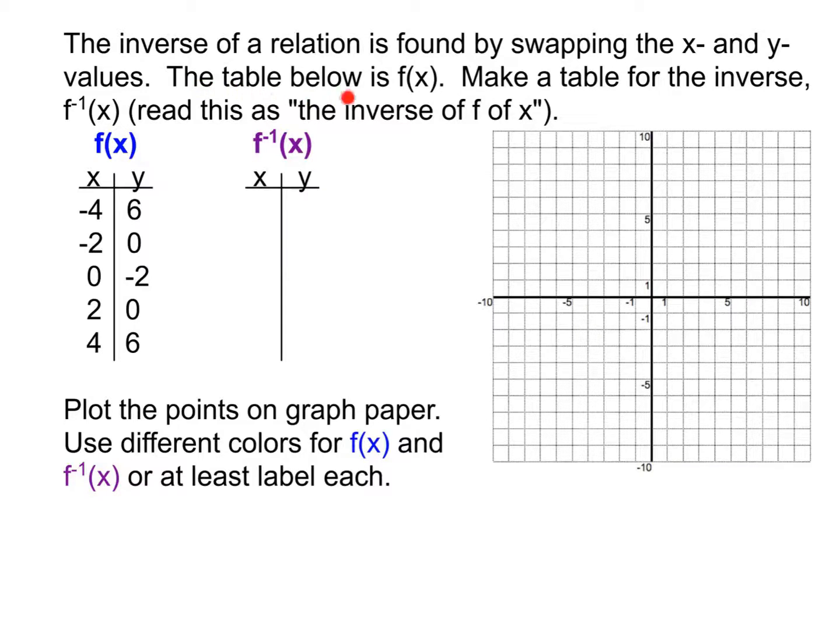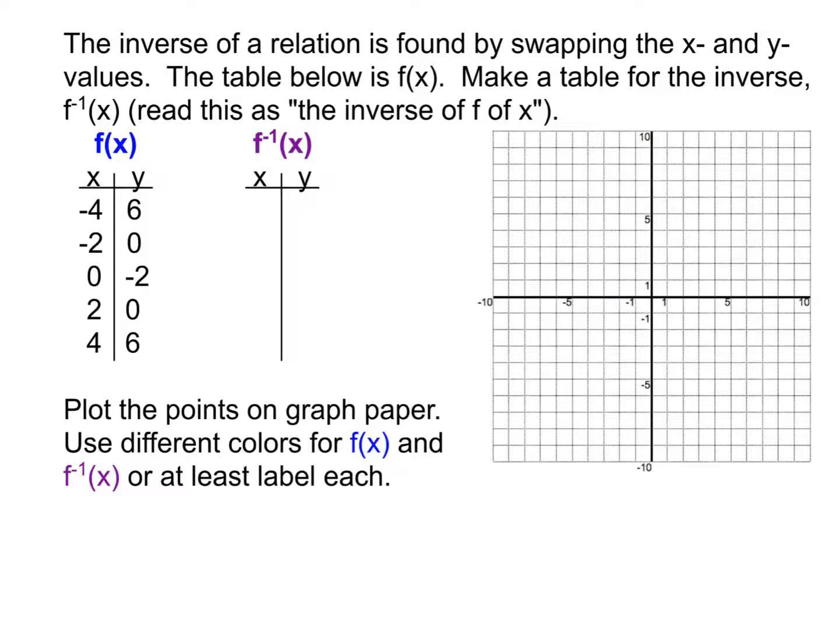We're going to be looking at this table of f of x that we have. So we start with this table over here. And what we're going to do is make a table for the inverse, which notice how it's written here. It looks like f to the power of negative 1 of x. And yes, that's how you would write it. It's like an exponent saying f to the power of negative 1. But that's not how we read it. We read it as the inverse of f of x. So that's one of the first things we're getting down today, that correlation. How do we read it and how do we write it?